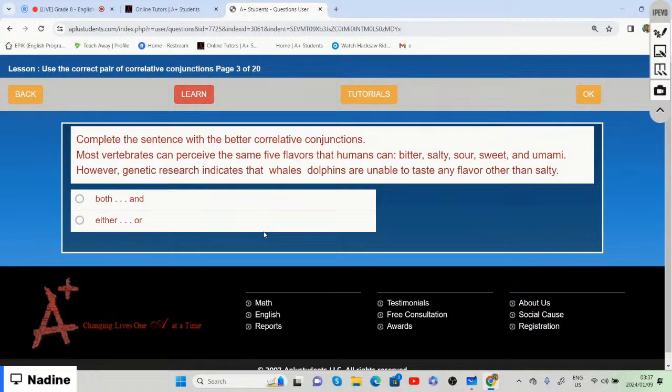We're going on to the next one. Most vertebrates can perceive the same five flavors that humans can, which is bitter, salty, sour, sweet, and umami. However, genetic research indicates that whales, dolphins are unable to taste any flavor other than salty. So we either need to choose both or and, either or.